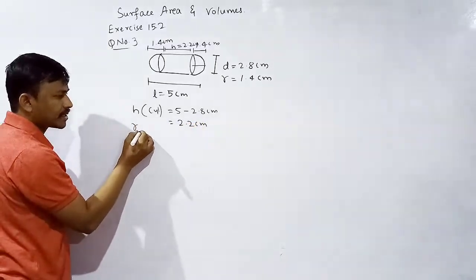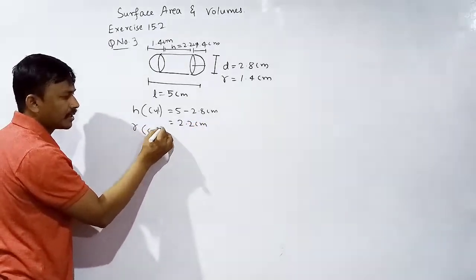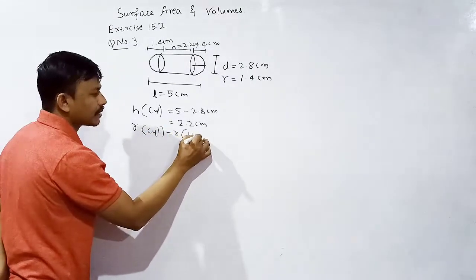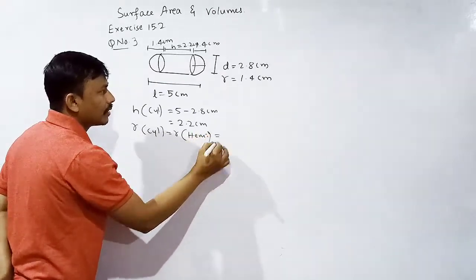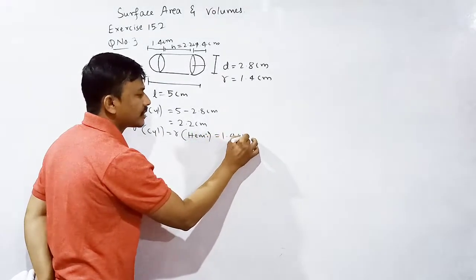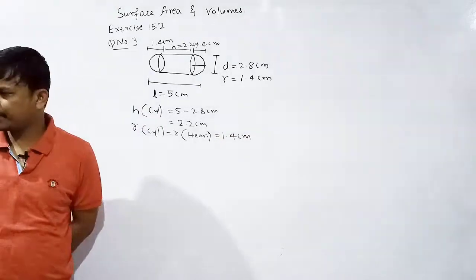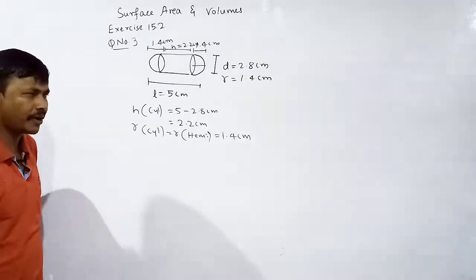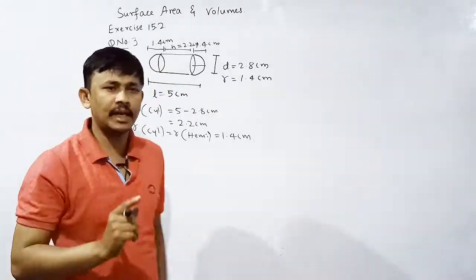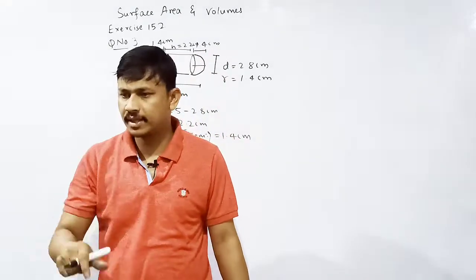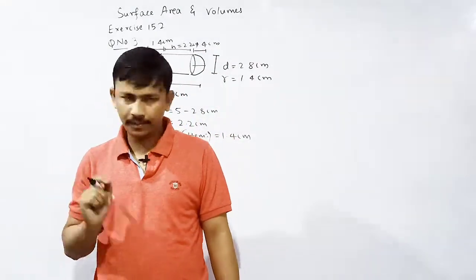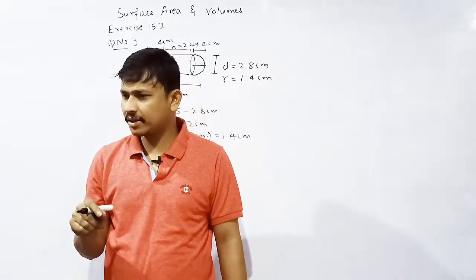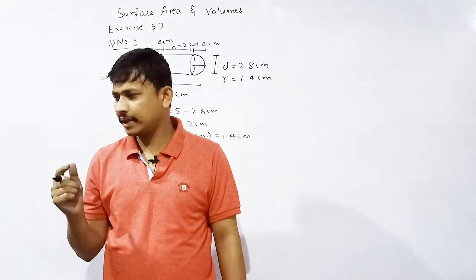Then the radius of the cylinder is equal to the radius of the hemisphere. Both are same, equal to 1.4 centimeter. Radius is 1.4 centimeter and the height of the cylinder is 2.2 centimeter. We need to find out first the volume of a single jamun, and the 30% of a single jamun into 45. Understood?